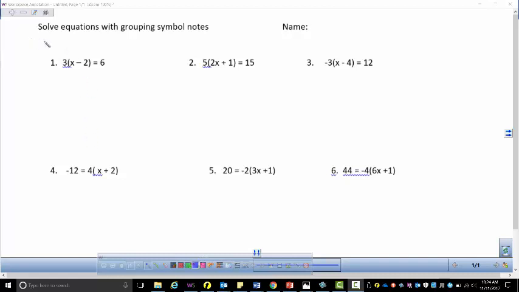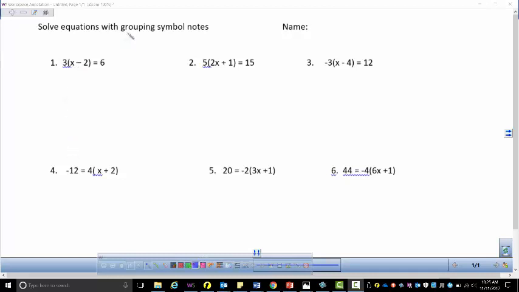All right, make sure you have the note sheet in front of you that says Solve Equations with Grouping Symbols notes. Put your name on it, put your name here. So this is how we can go through and look at examples, and you're going to do the examples with me as your notes for today.